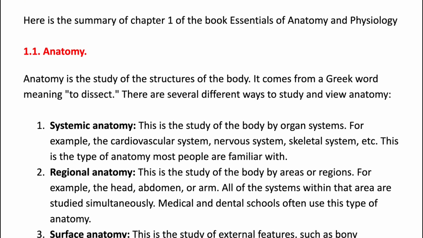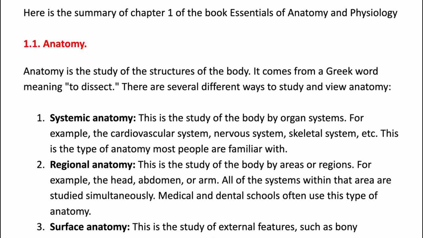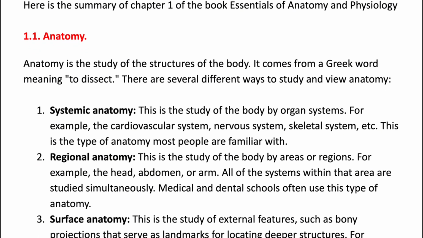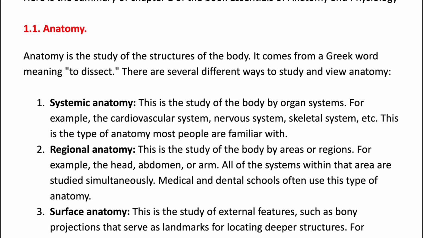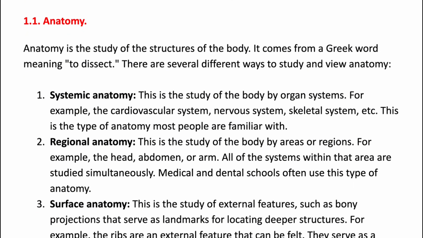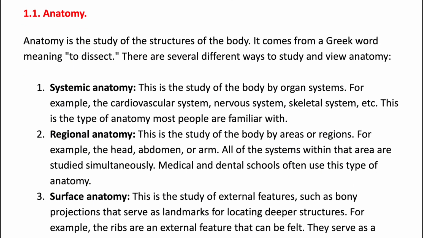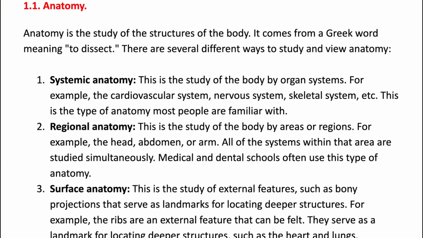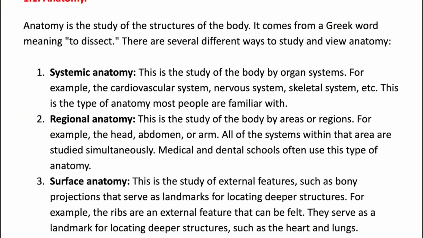Here is the summary of Chapter 1 of the book Essentials of Anatomy and Physiology. 1.1 Anatomy. Anatomy is the study of the structures of the body. It comes from a Greek word meaning to dissect. There are several different ways to study and view anatomy.